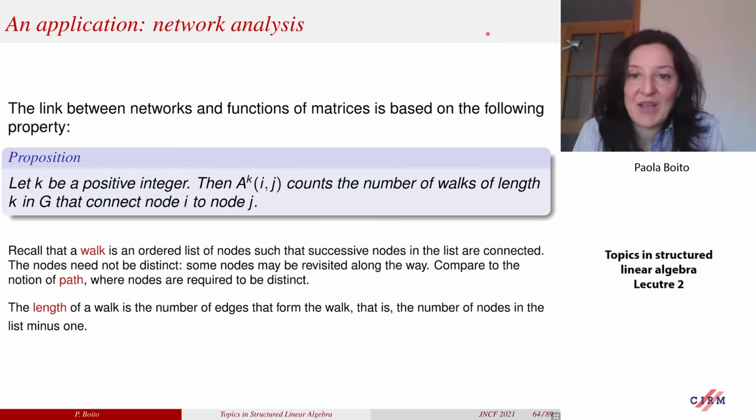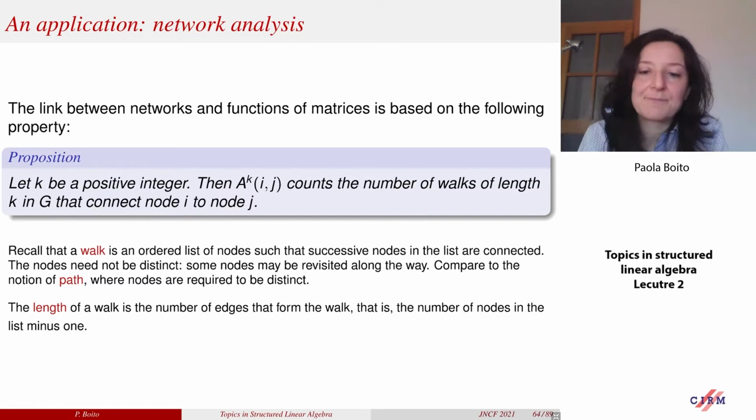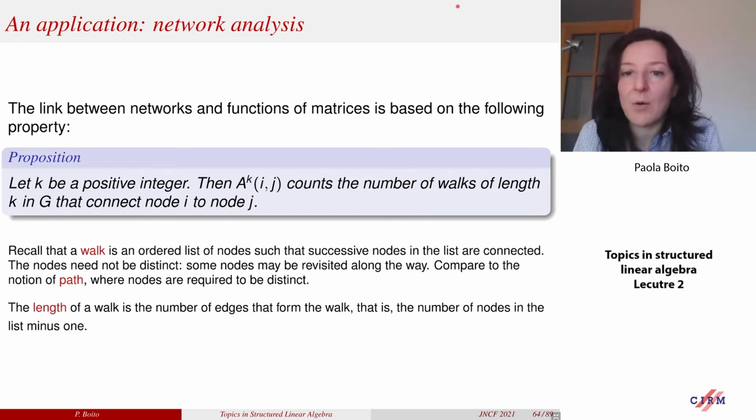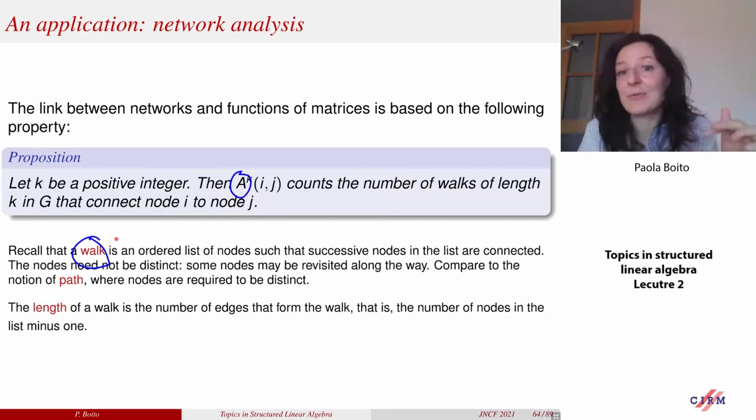Good. Now, it turns out that functions of the adjacency matrix can give us useful information on the properties, on the behavior of a network. The main property on which this relation relies is the following. If we take the kth power of the adjacency matrix, then the entry ij of this kth power counts the number of walks of length k in the graph that connect node i to node j. By a walk, I mean an ordered list of nodes such that successive nodes are adjacent. So it's really a walk on the graph.